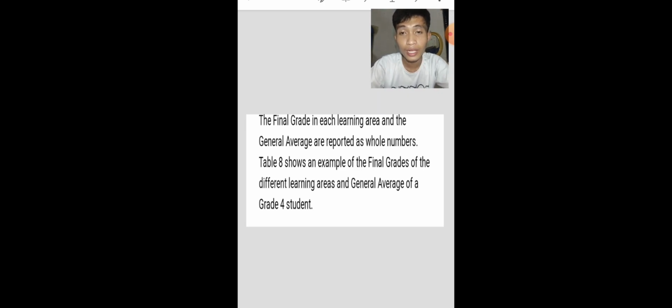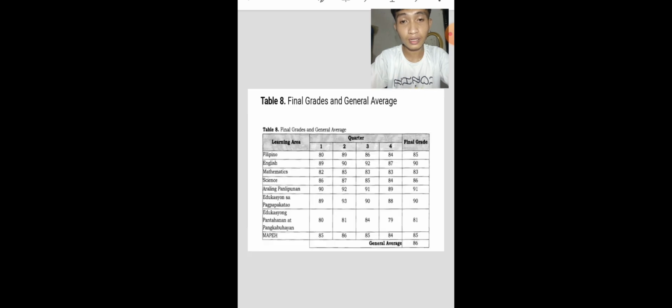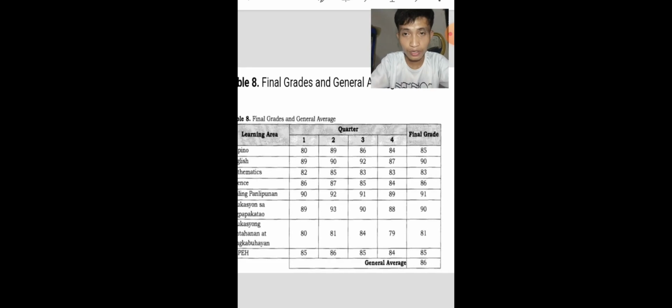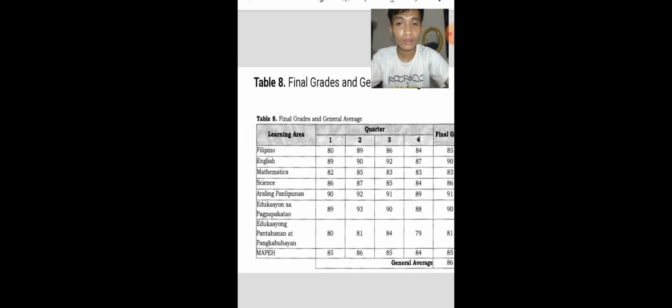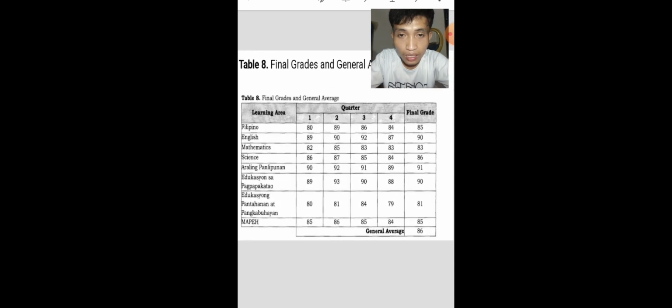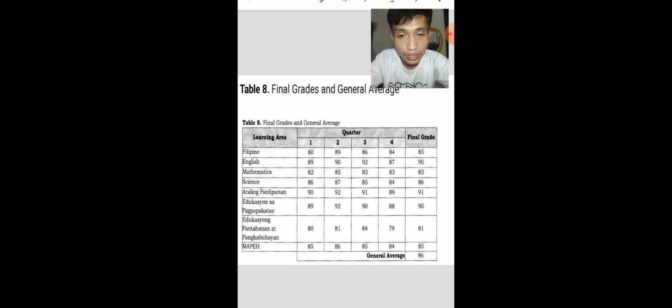Table 8 shows examples of final grades of the different learning areas and the general average for grade 4 students. This is their card. Right? Do you remember the cards you received back in high school? They have no decimal points, they are whole numbers.